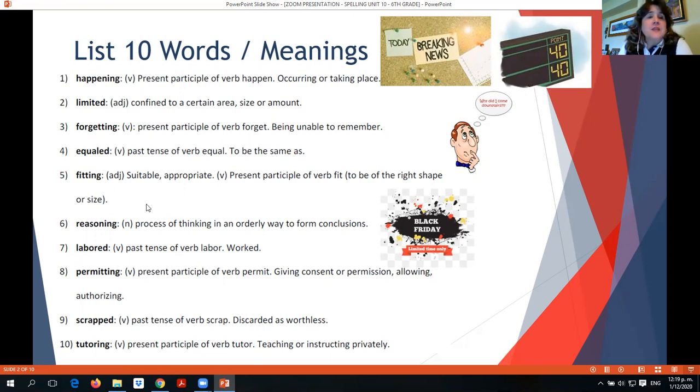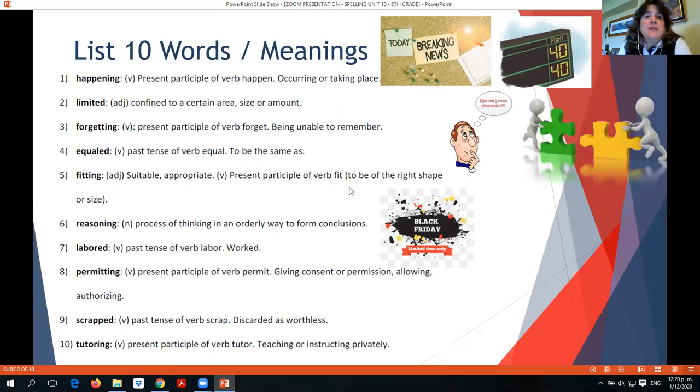Fitting. Fitting is being suitable, appropriate. It's the present participle of the verb fit, and it means to be the right shape or size. For example, these two puzzle pieces are fitting, because they are suitable, they are of the right shape and size.